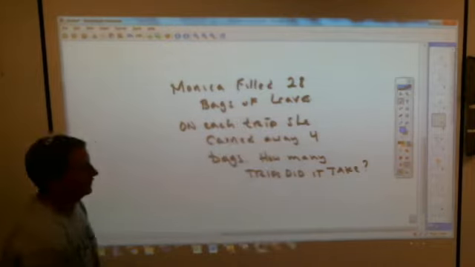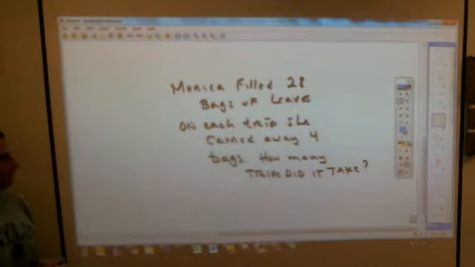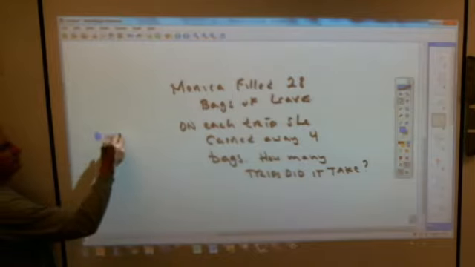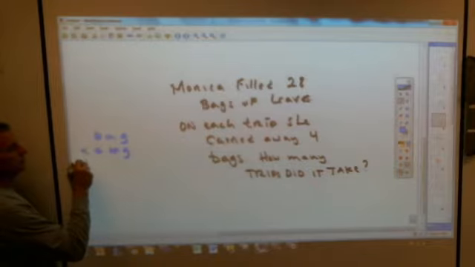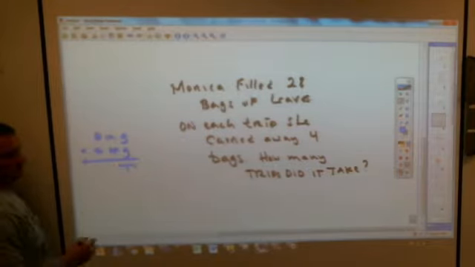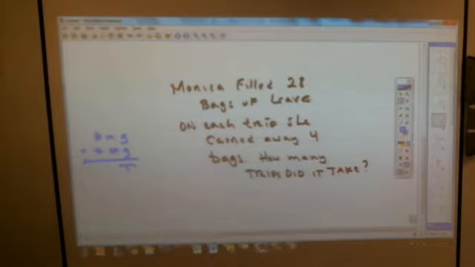No matter to me. We are separating this into some groups here. Number in group times number of groups equals total. Now here is where we're going to run into trouble here. What word in that sentence is a group of something? Now let's look at all the nouns in there. It looks like Monica's a noun. She's probably not a group of anything. Bags is a noun. Leaves is a noun. Trip is a noun. What is a group of something?